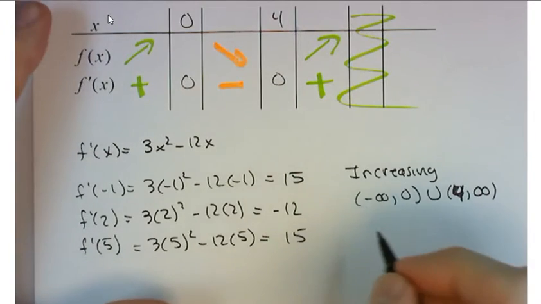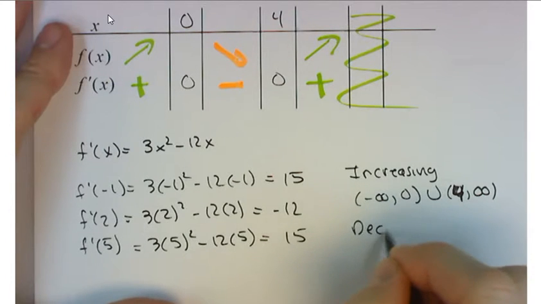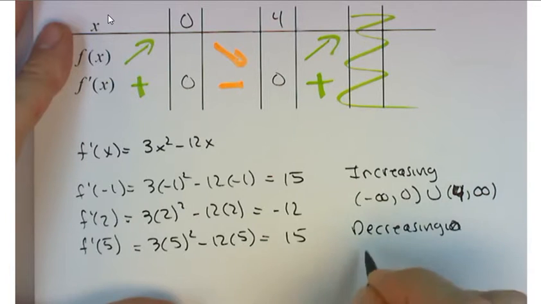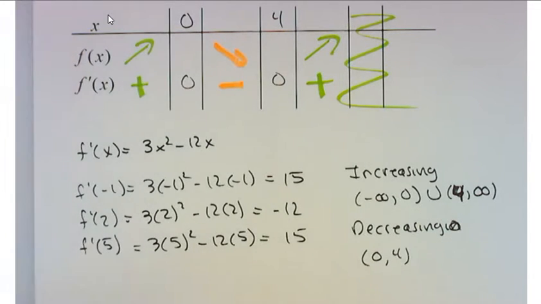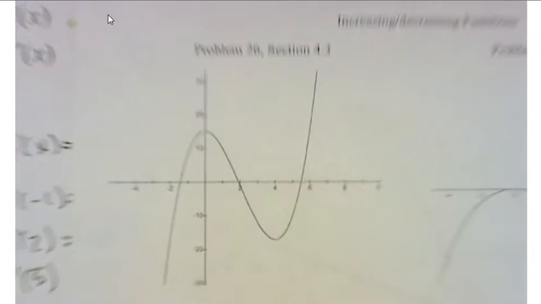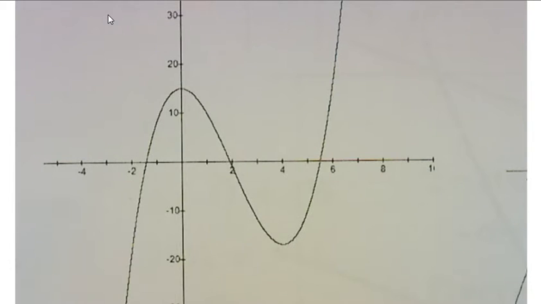Okay. How about decreasing? Where is it decreasing? Well, it's decreasing between 0 and 4. So, kind of nailed it. That's what's happening to our function. You can look at it graphically and see this kind of behavior that we predicted from here. So let's do that. You can do this on your graphing calculator. I happen to have it already printed out for us.